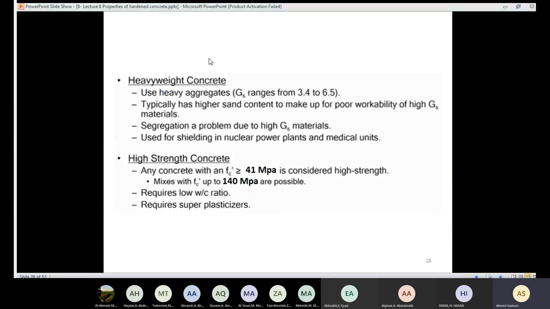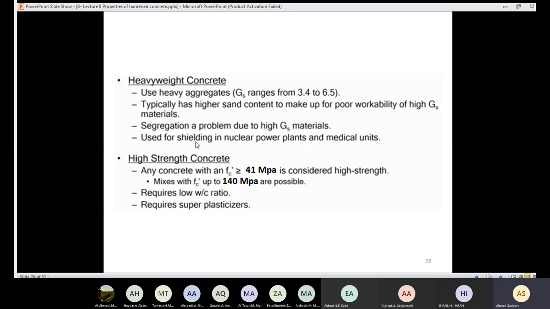Also, we have heavyweight concrete. In heavyweight concrete, we are going to use heavy aggregates. The specific gravity is going to be between 3.4 and 6.5. And it typically has a higher sand content to make up for the poor quality of the high specific gravity of the heavy aggregate, because the specific gravity here is high. We need to increase the amount of sand. And also segregation is a problem due to the high specific gravity of the material. The heavy aggregate tries to separate from the other ingredients, because the specific gravity is much higher than the other ingredients.